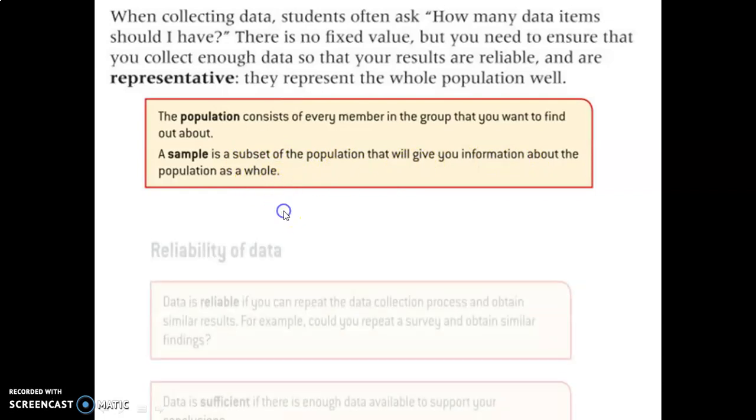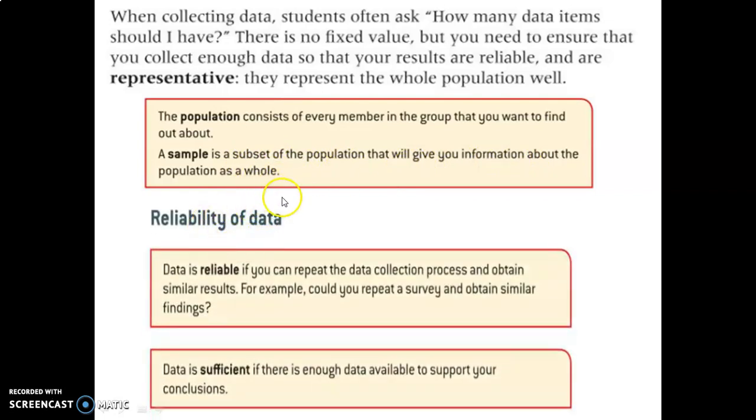When we talk about reliability of data, data is reliable if you can repeat the data collection process and obtain similar results. That's an interesting definition, right? So if you take one sample from a population and then you say, okay, now I've learned something about the population, then you repeat, take a different sample, and the new sample gives you similar conclusions about the population, then you know your original sample has been reliable.